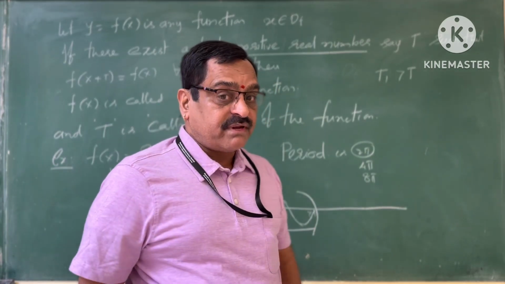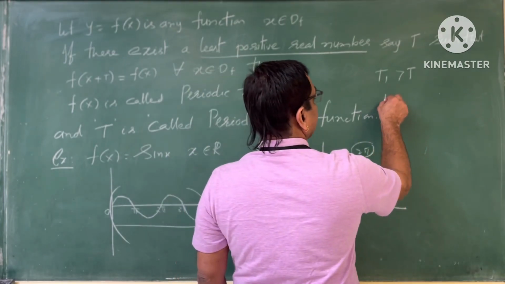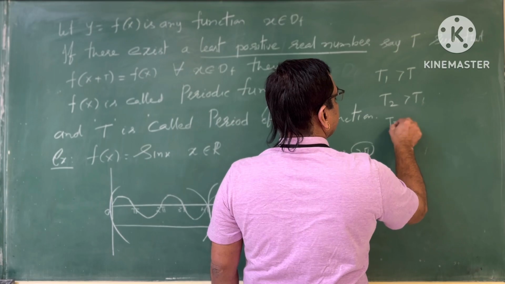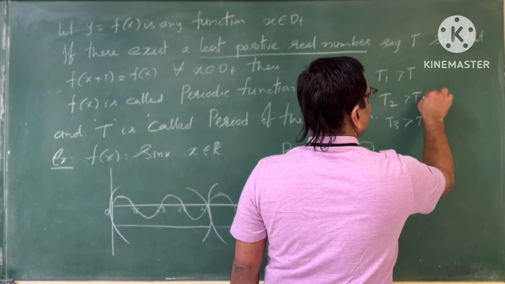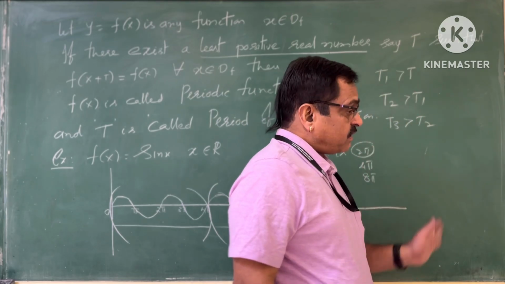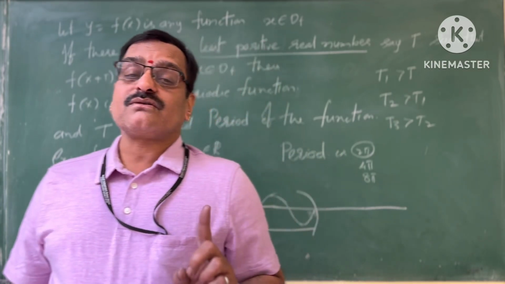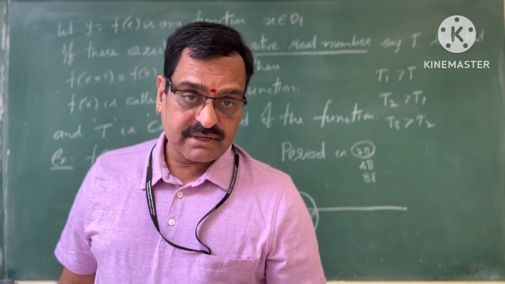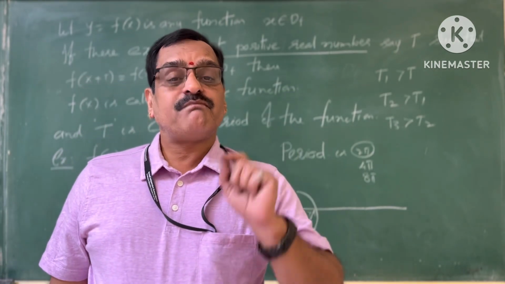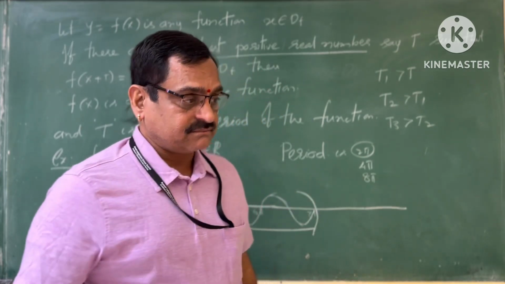That means for any function, let's say for example T1 is greater than T. T1 also can be a period, but T is the fundamental period. T2 is more than T1, T3 is more than T2, and so on. So I can take T1, T2, T3 also as periods. But among them, T is the least one. So T is called the fundamental period. We consider only the least positive real number as the period of the function.